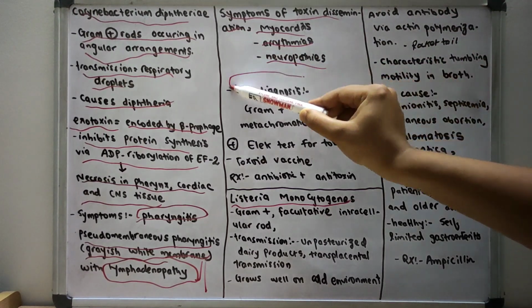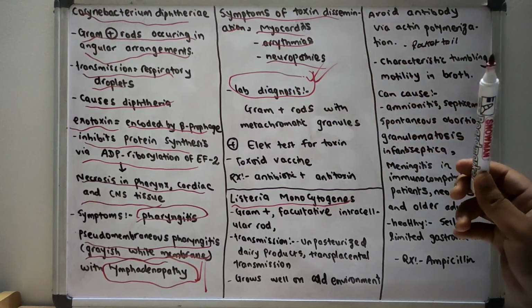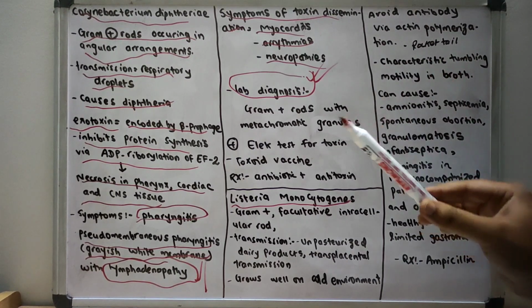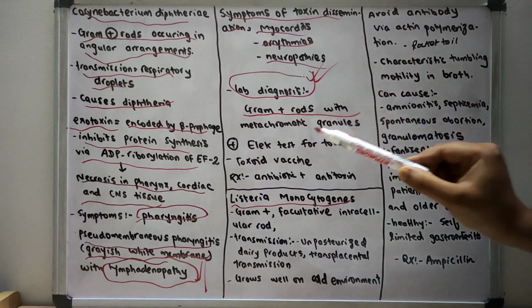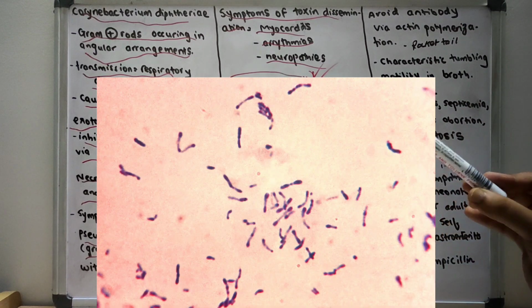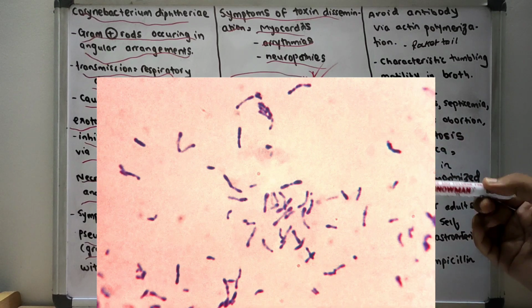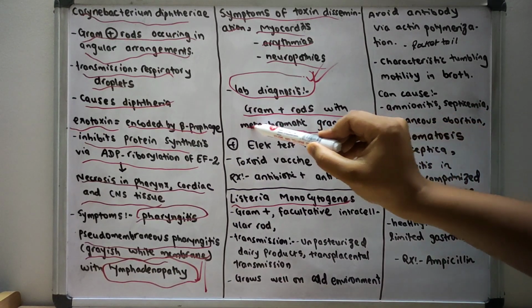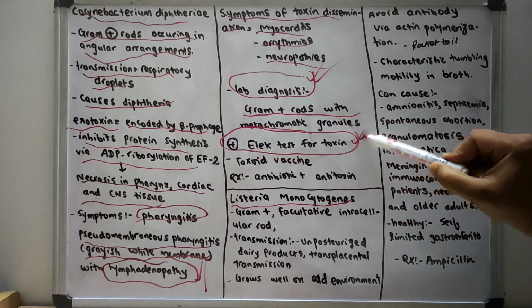For the lab diagnosis we can do the Albert stain or gram stain. In those stains we can see the gram-positive rods with metachromatic granules. You can also see in this picture the gram-positive rods and the granules at their ends. We also call these metachromatic granules. Also there is a positive Elek test for the toxin.